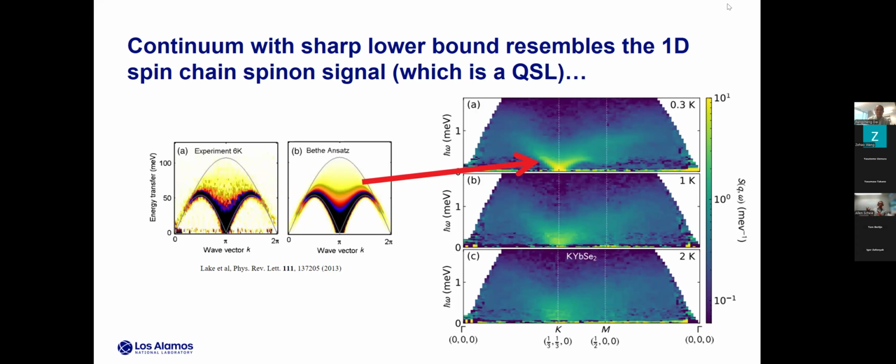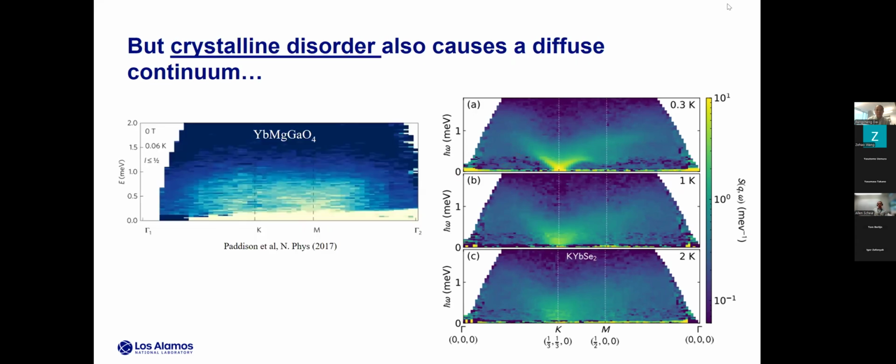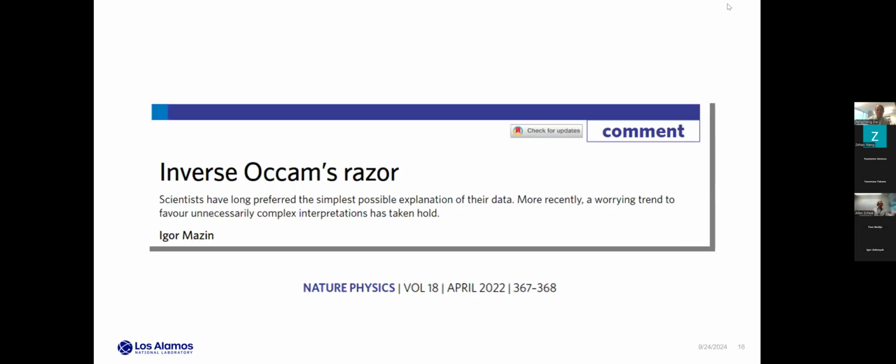But we need to be careful. Next slide, please. Because as I mentioned, glassiness is also something that produces a diffuse continuum. And this is an image from an ill-fated triangular lattice spin liquid, also with ytterbium ions. And it turns out that disorder in this lattice was producing a glassy ground state, which was also behind this diffuse spectrum.